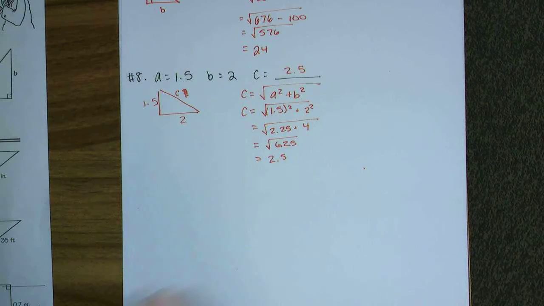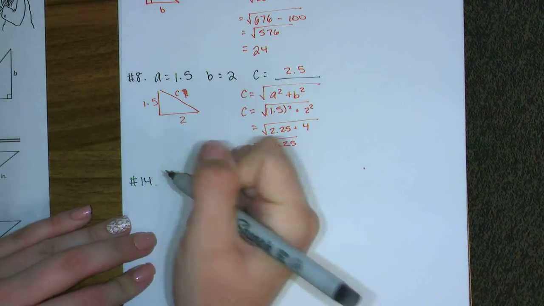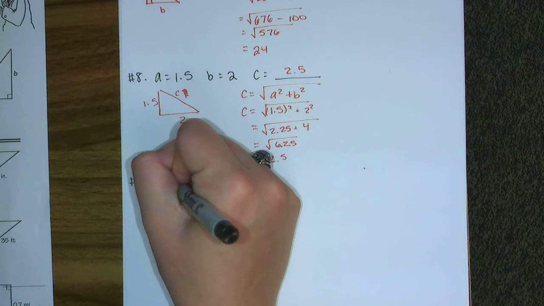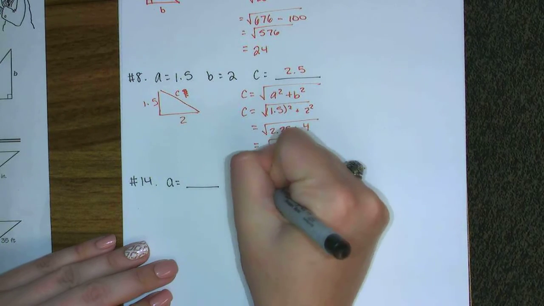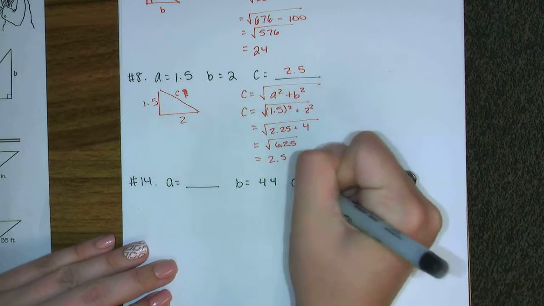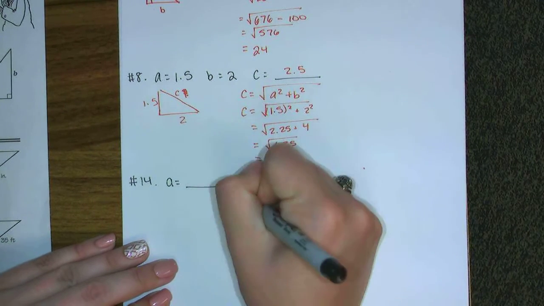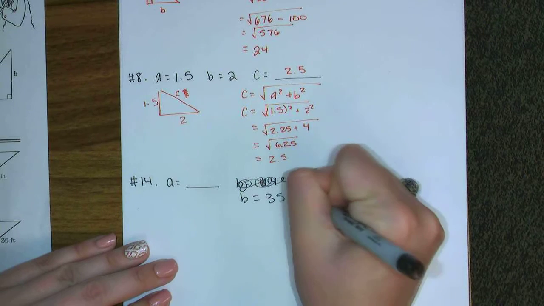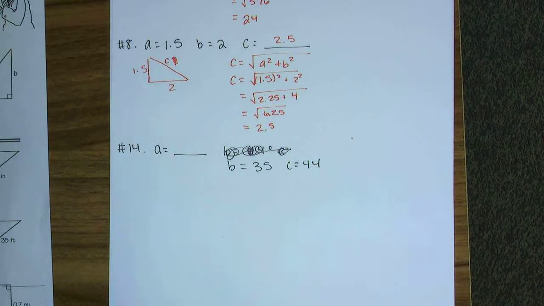All right, 14. A is equal to blank, B is equal to 35, and C is equal to 44. Okay, remember it's the longest side there.